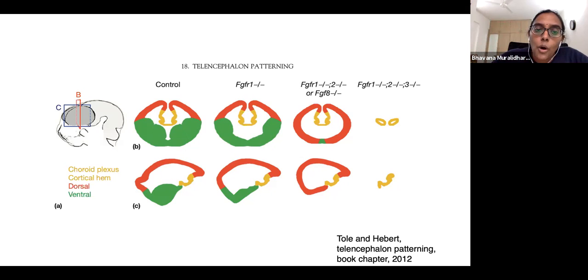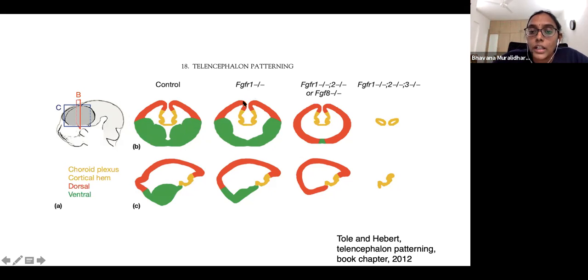The excitatory all come from this dorsal end, which is on the top, whereas the inhibitory neurons all come from the bottom, the ventral end. So this patterning is controlled by the FGFR receptors and FGF8.